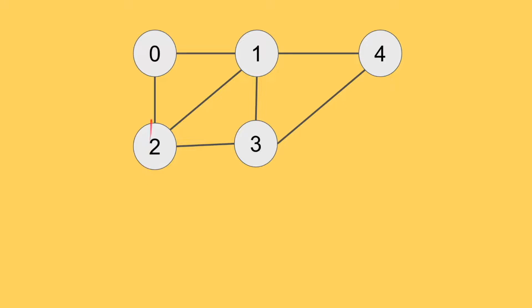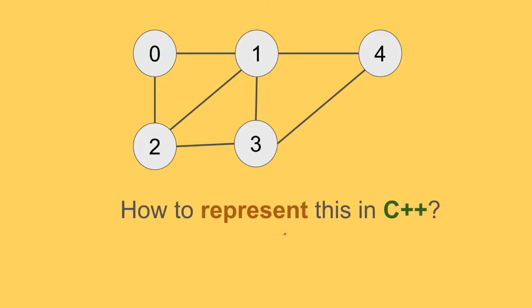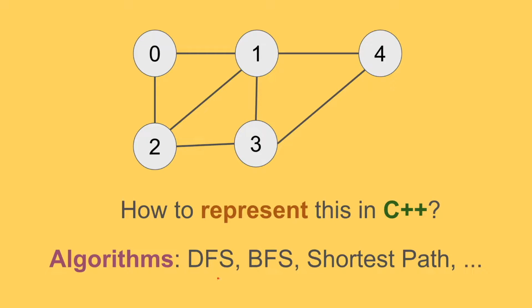A graph is a set of vertices and set of edges that connect them together. Now, having this definition, the question is how to represent this in C++. And we want to represent a graph in C++ because real-life problems map to graphs and we want to solve them systematically. Basically, we want to run algorithms like DFS, BFS, shortest path, and others.